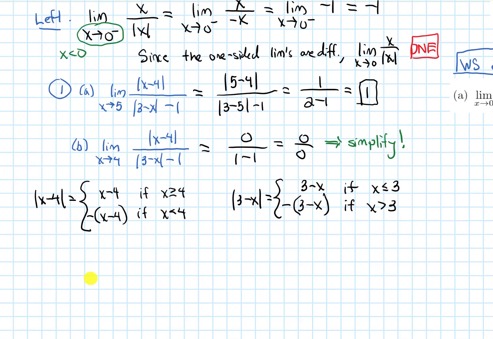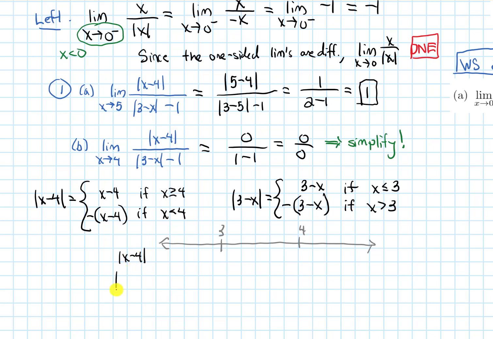Okay, so I'm going to organize my work a little bit into a number line, like I had drawn above. But this time for my number line, I'm going to put tick marks at the places where my absolute values switch signs. So that happens at 3, and that happens at 4. And then I'm going to write a row for each absolute value.